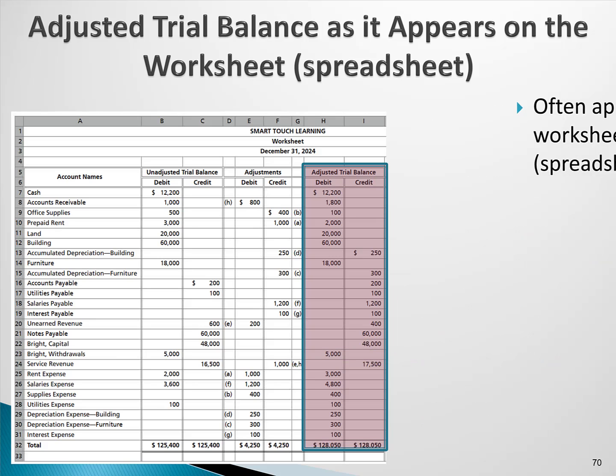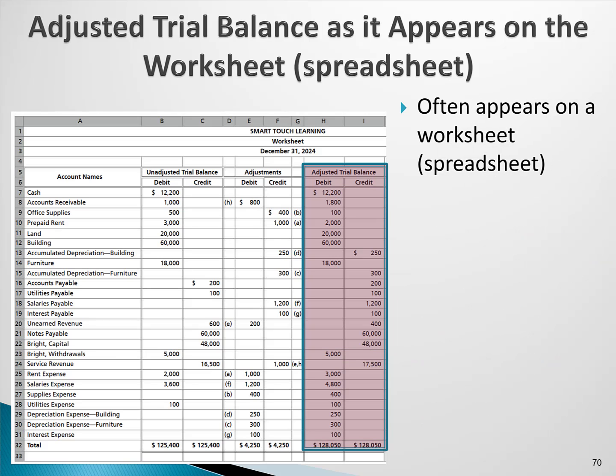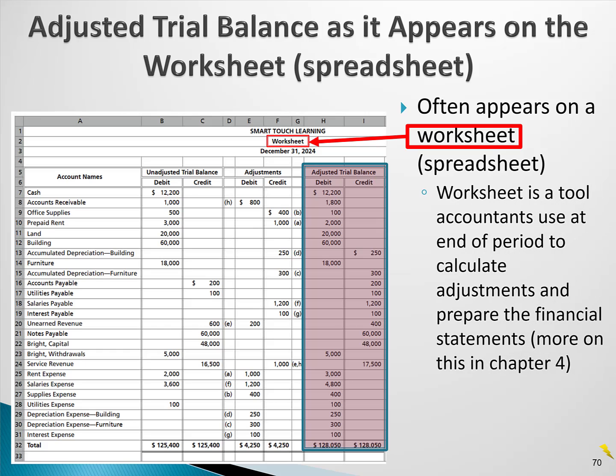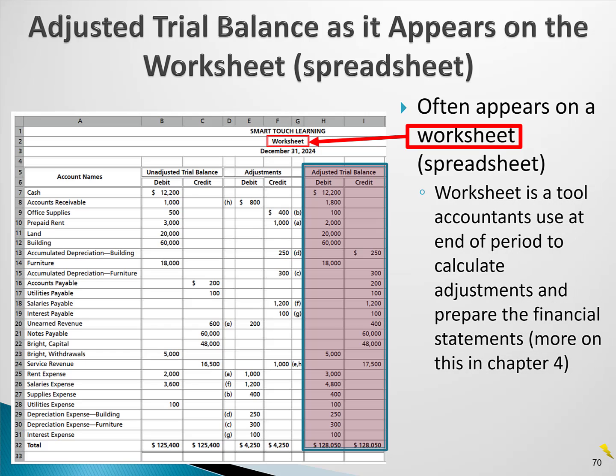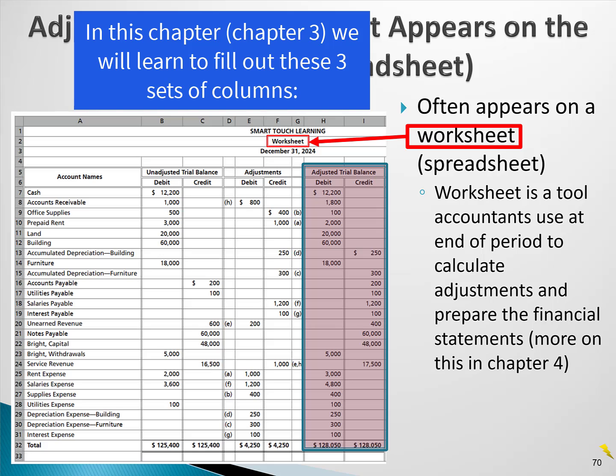And as I mentioned, the adjusted trial balance often appears on this spreadsheet called the worksheet. The worksheet's a tool that the accountant uses to help do the adjusting entries at the end of the accounting period. We'll learn how to do the whole worksheet in Chapter 4, but in this chapter, Chapter 3, we'll be working on the unadjusted trial balance columns, the adjustments columns, and the adjusted trial balance columns.